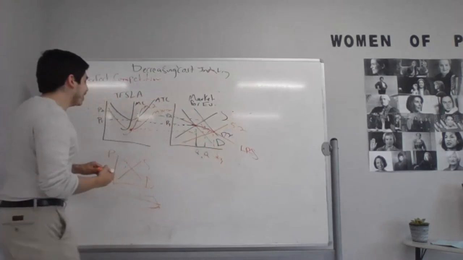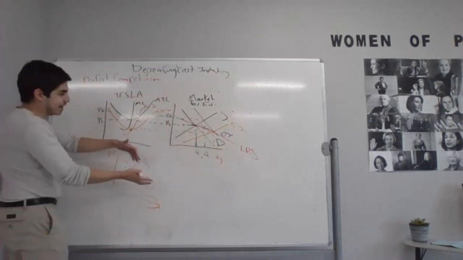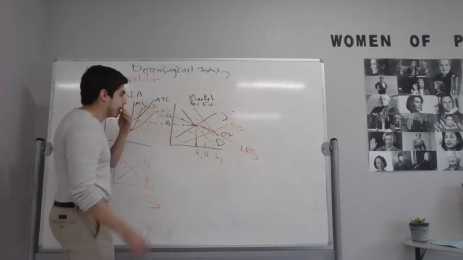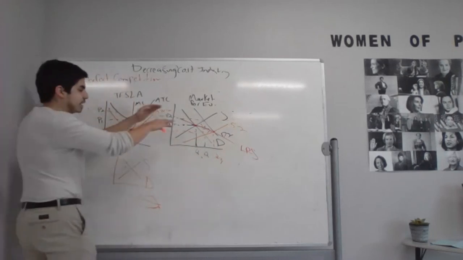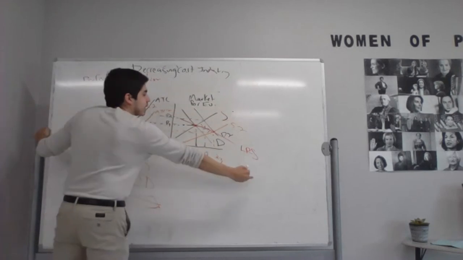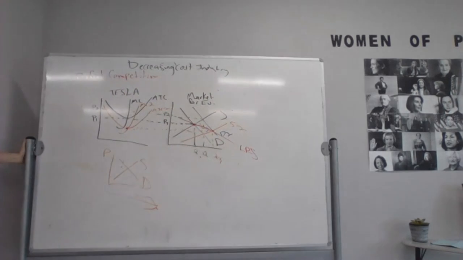But in the long run, if your costs are falling, there's no way you're going to demand a greater price. Because we can see price is falling in this decreasing cost industry, output is increasing, and so we would have a negatively sloped long run supply curve in a decreasing cost industry.